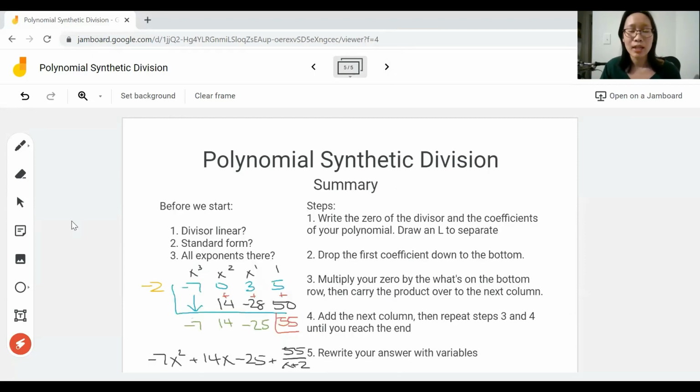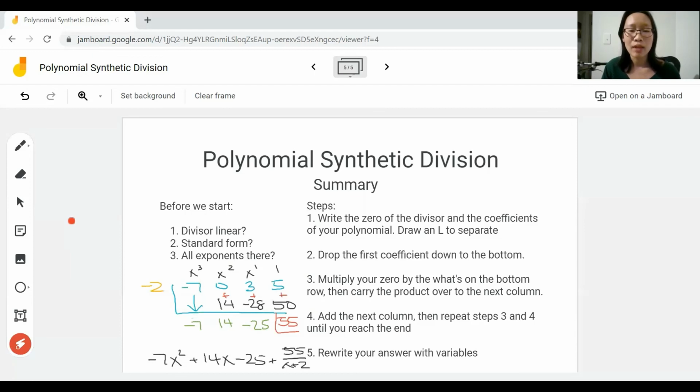Before you even start polynomial synthetic division, you have to ask yourself 3 questions. Is your divisor linear? Are you dividing by x plus or x minus a number? The second question: is your dividend in standard form? Is it written with the highest exponent first and counting downwards? And your third question is, are all your exponents there? If they're not there, you have to write in zeros just as placeholders.